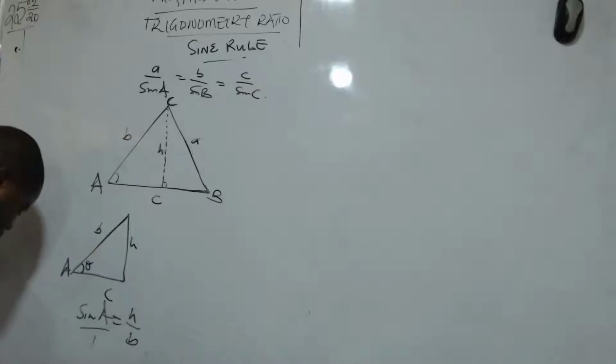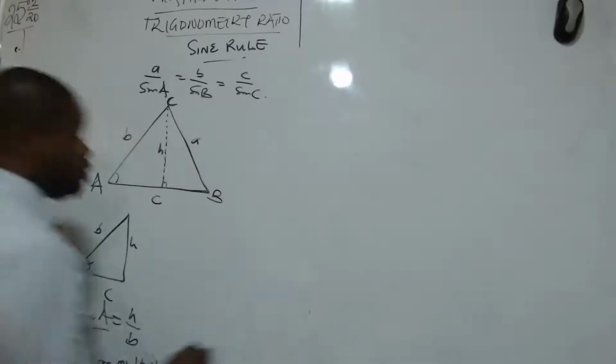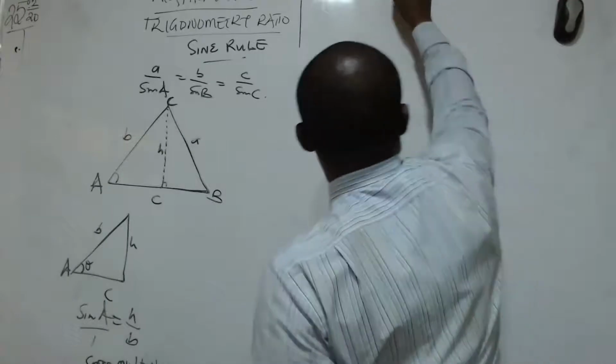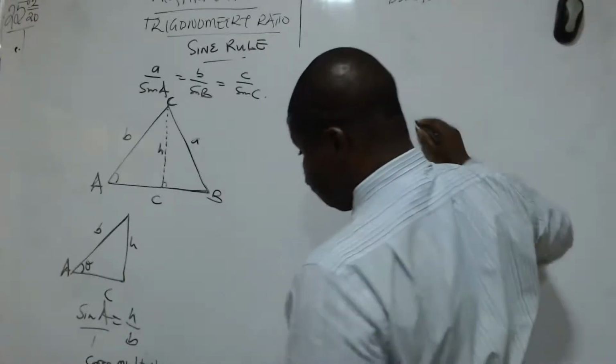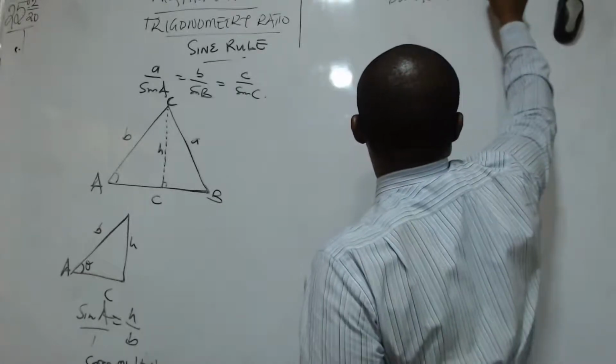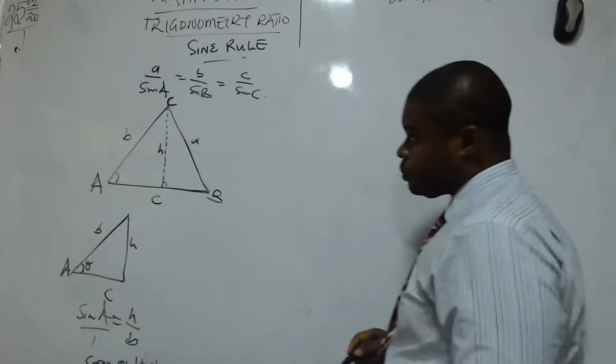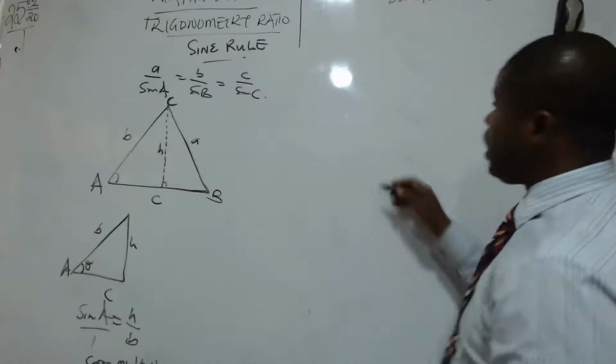Then you cross multiply. This one is taken as 1. You cross multiply, and you're going to have B sine A equals H. So name this one Equation 1.